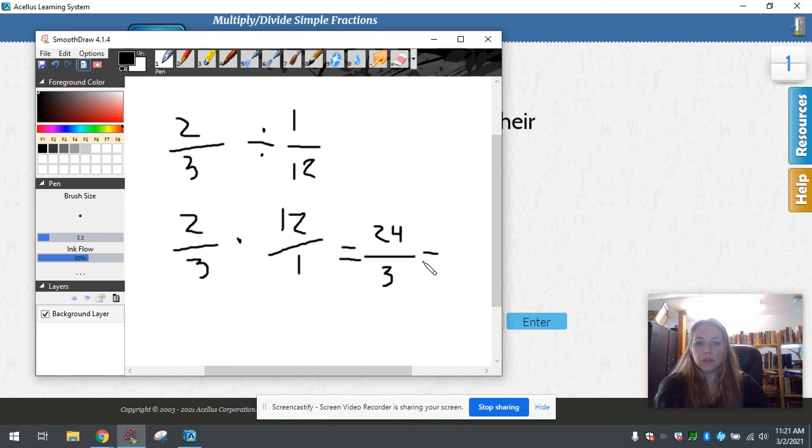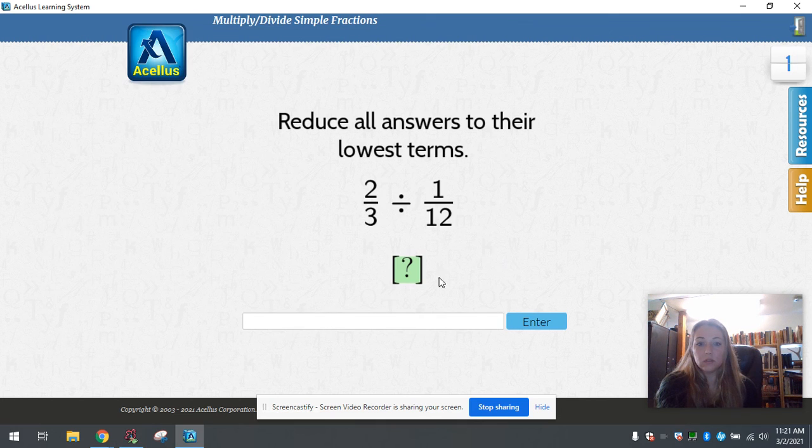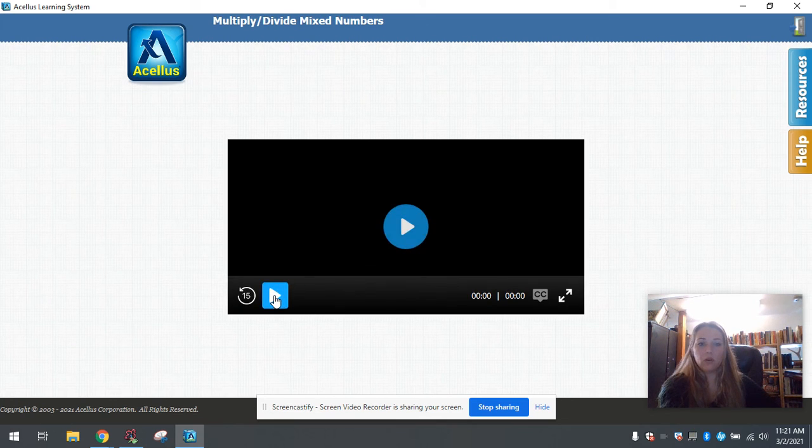Here's what's easy about this one. If you put this in a calculator, 24 divided by 3, you're going to get 8, which is a whole number. So there's no remainder. You don't have to try and find what the other fraction is because you didn't get a decimal when you did 24 divided by 3 in your calculator. 24 divided by 3 as a reduced version is 8. Okay, on to the next lesson.